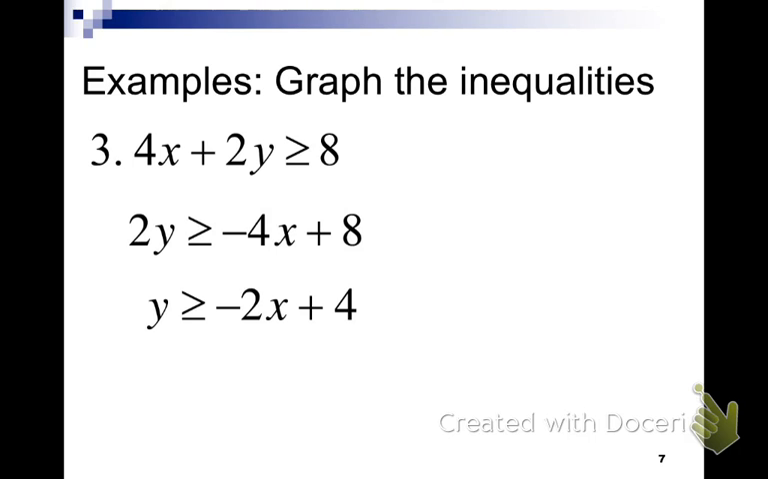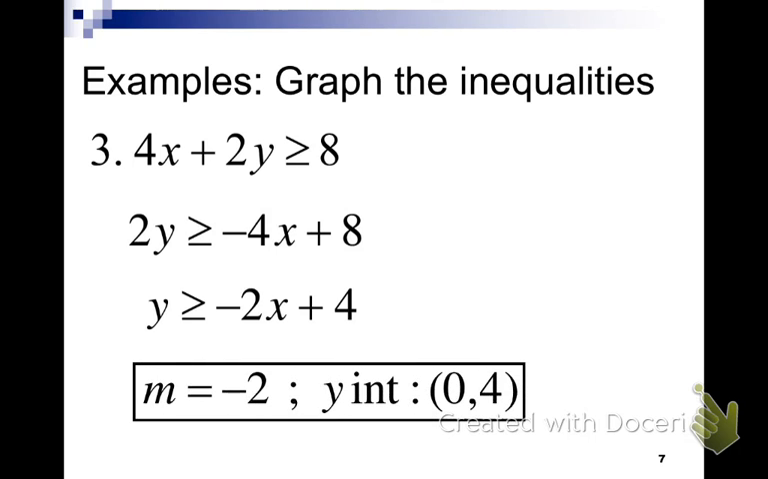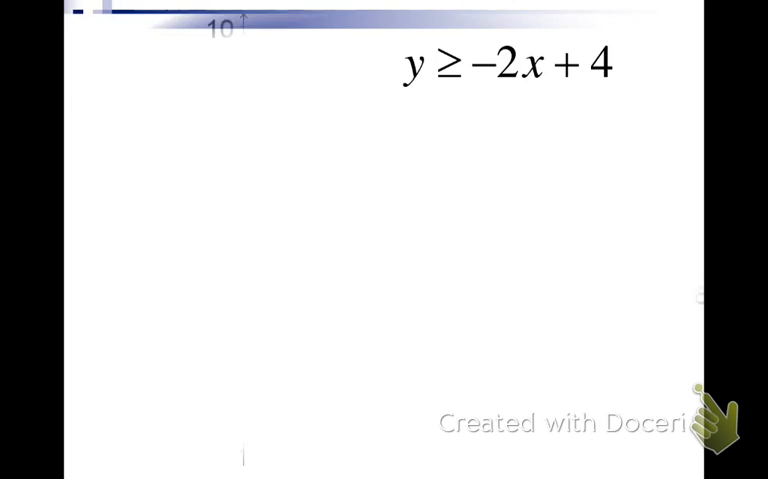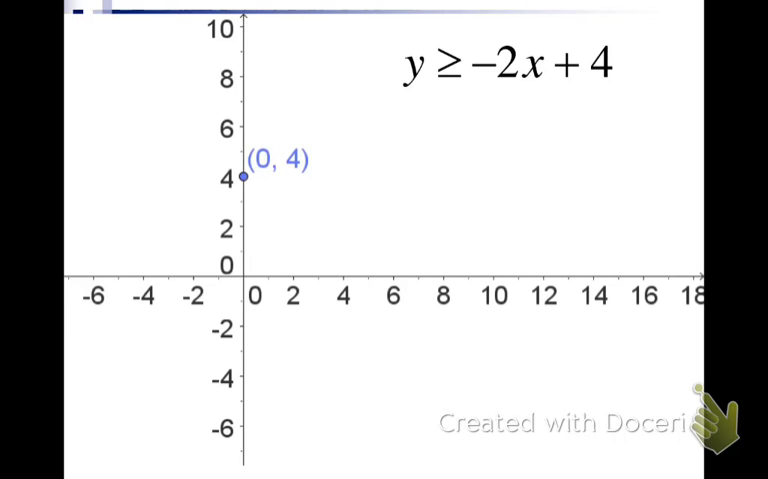So find my y-intercept. My y-intercept is at (0, 4). My slope is negative 2. I'm going to go to my graph and plot my point at 4. I'm going to go down 2 over 1, and then do that one more time. Now, it is a solid line because it is greater than or equal to. Okay, so I have my line.